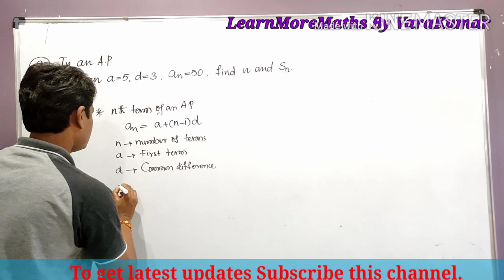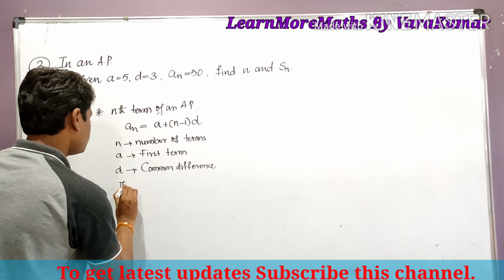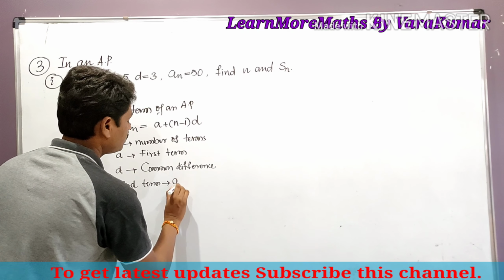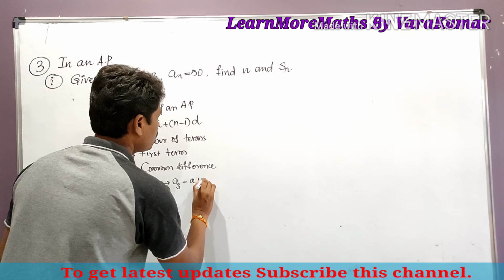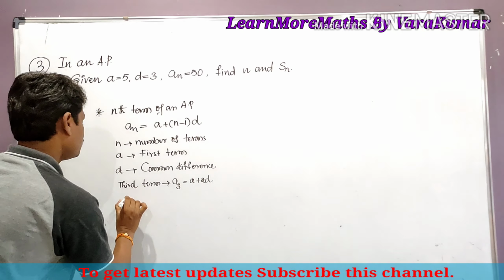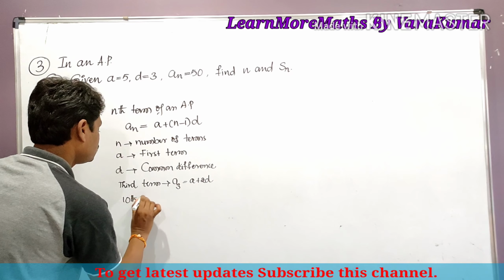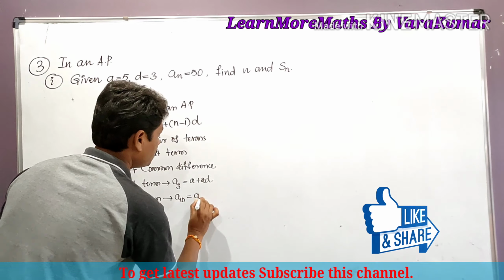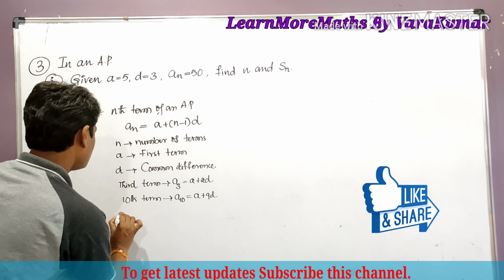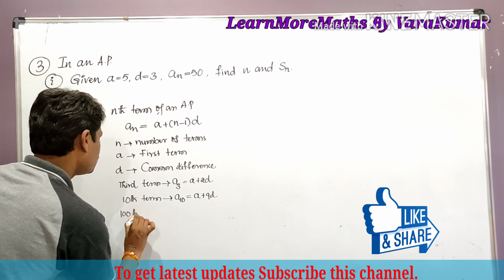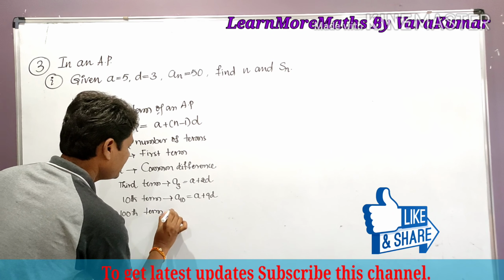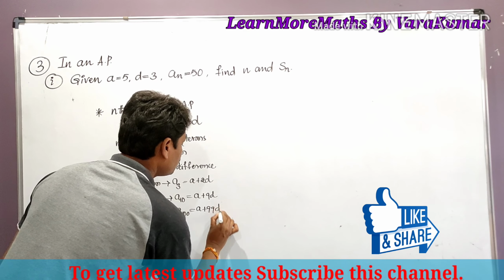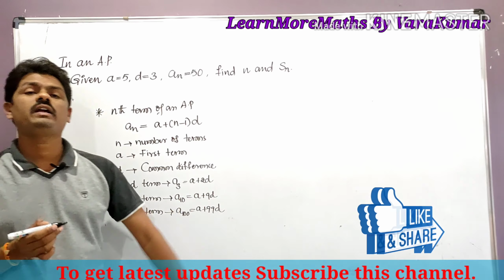Suppose I want to find the third term, it becomes a3. The third term can be written as a3, student. a3 is equal to, we know, a plus 2d. Suppose I want to find the 10th term, it can be denoted by a10, it is a plus 9d. If I want to find the 100th term, it can be written as a100, student. a100 is equal to a plus 99d. So you must have a clear idea about the terms.